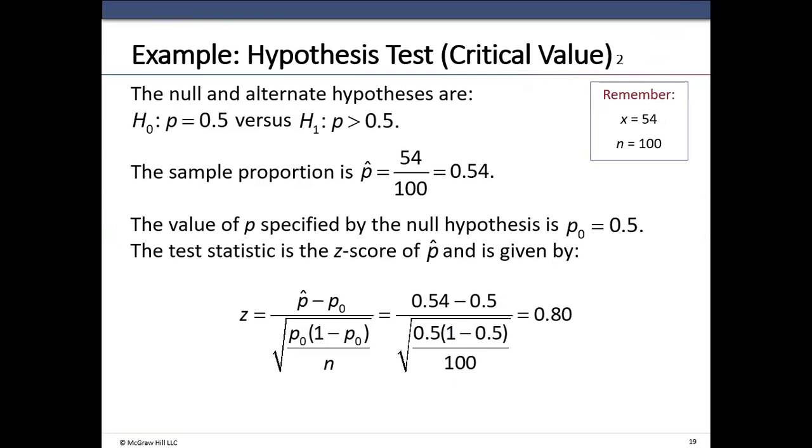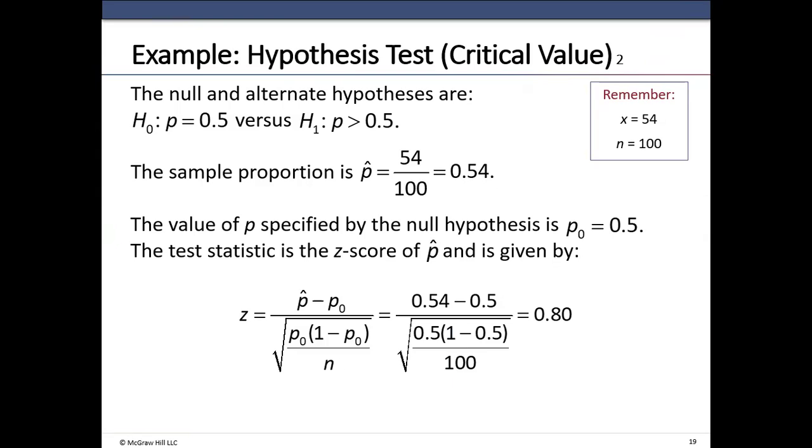Then divided by, in the denominator, we have a square root. So second x squared gives me a square root. Inside the square root, I have p0, which is 0.5. Then left parenthesis 1 minus 0.5, because p0 is 0.5, and then divided by sample size of 100. So my test statistic is 0.8.